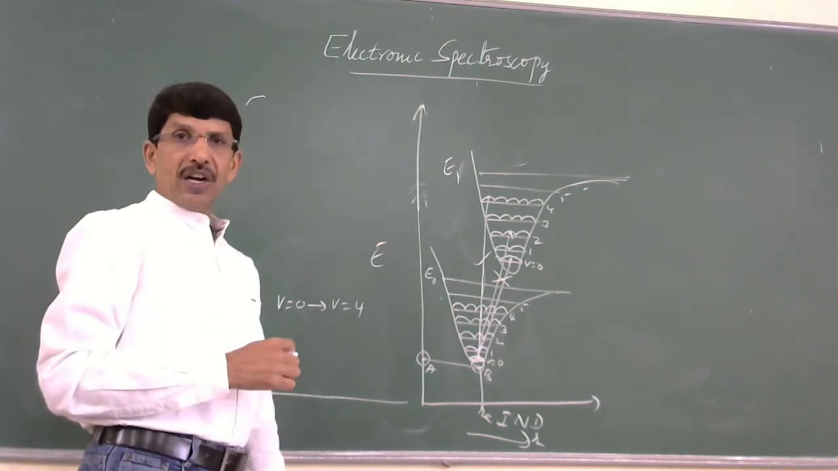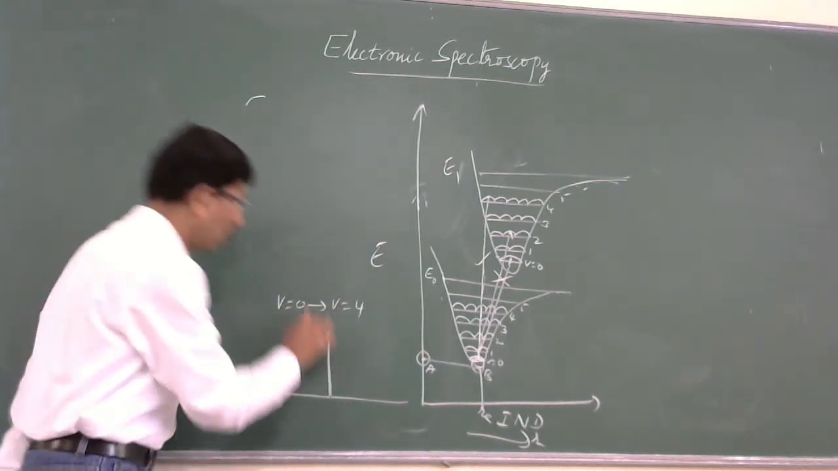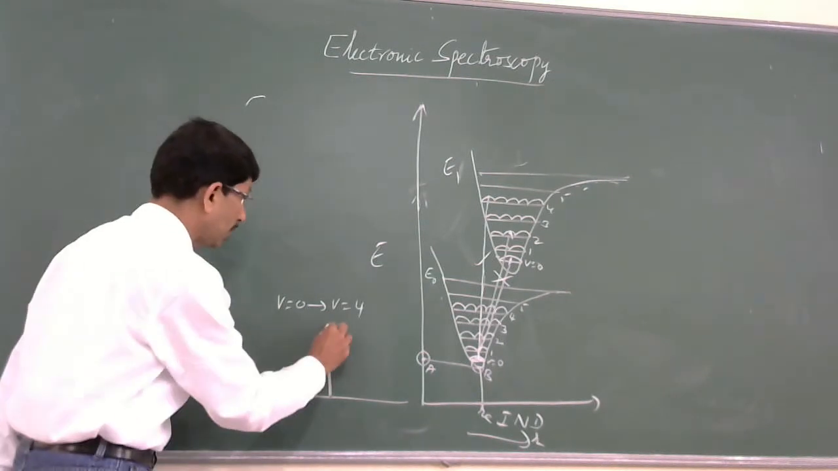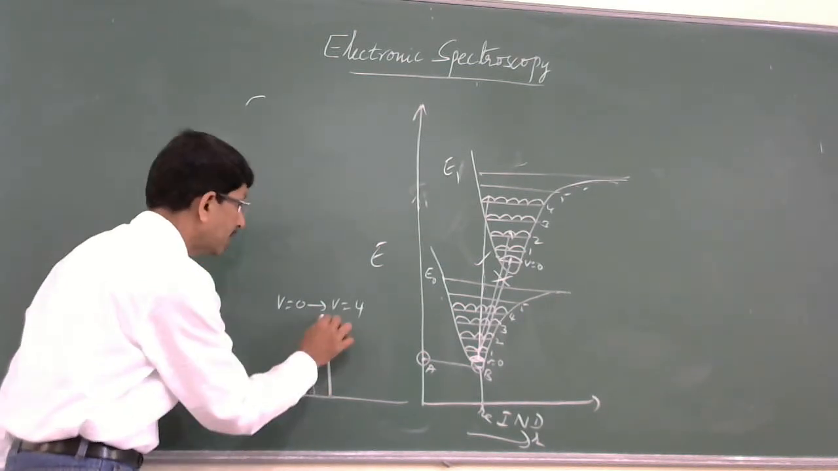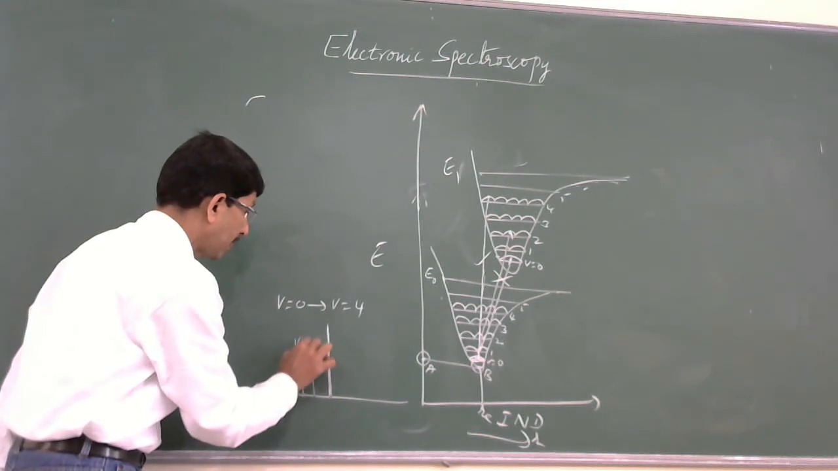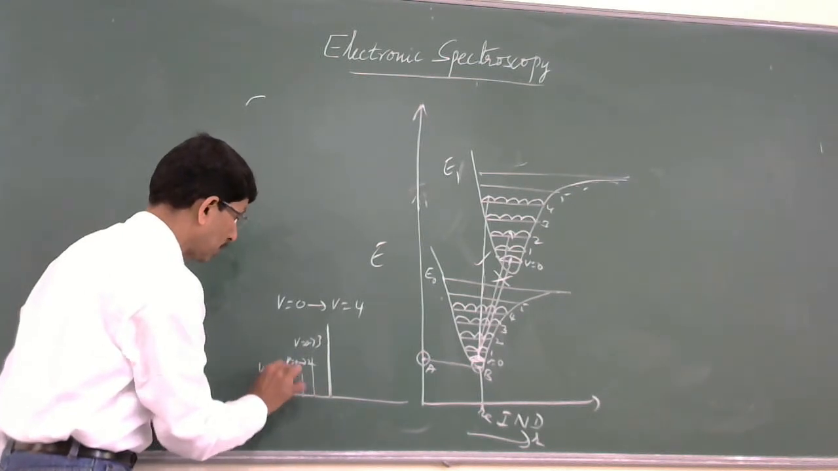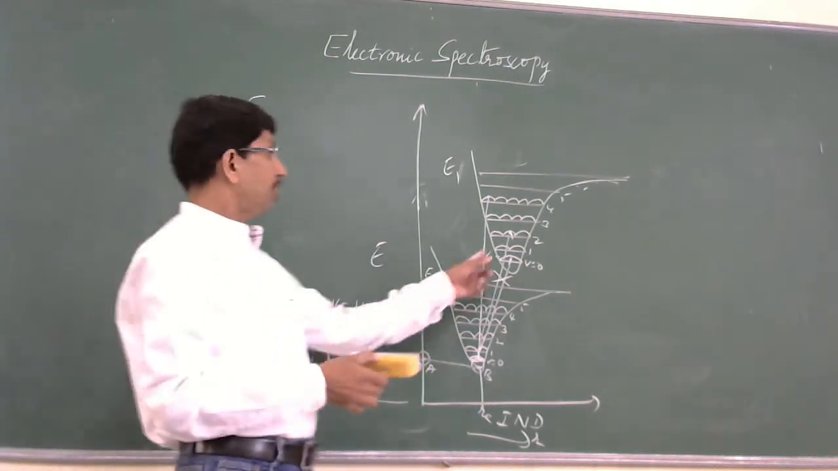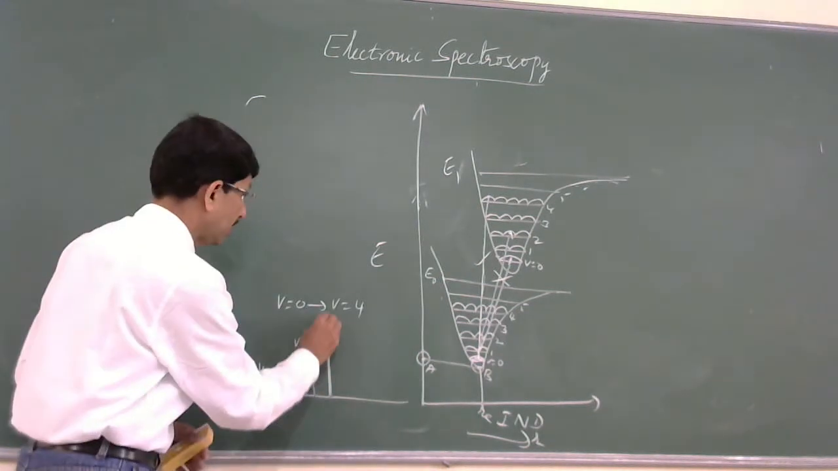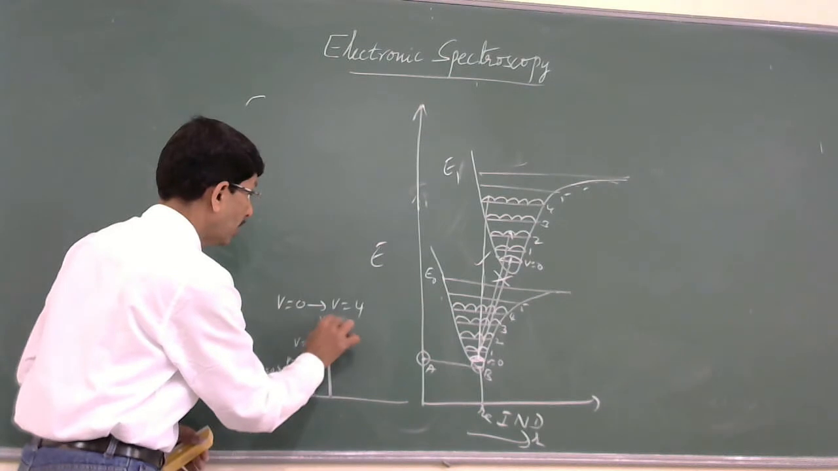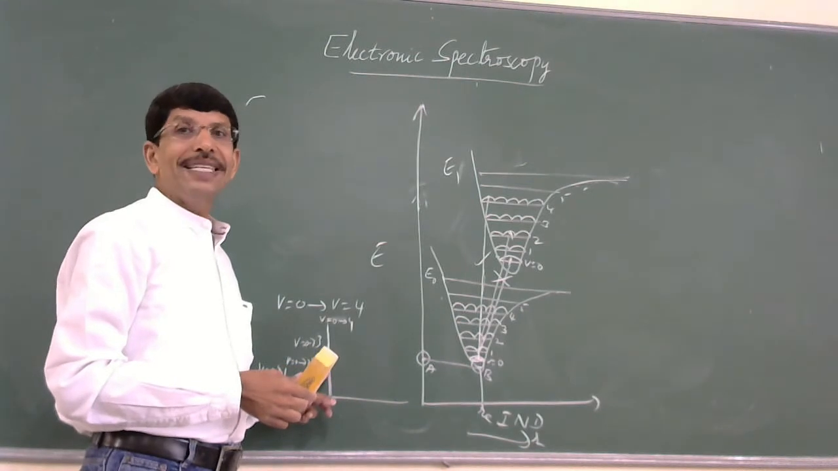So when we look into the electronic spectrum of this molecule under these circumstances, the spectral line due to the transition from v = 0 to v = 4 will have maximum intensity, whereas other transitions will have lower intensity. This is v = 0 to 4, or it will be v = 0 to 3, or v = 0 to 2, or v = 0 to 1. So the most probable transition here is from v = 0 to v = 4, and this spectral line will be most intense.